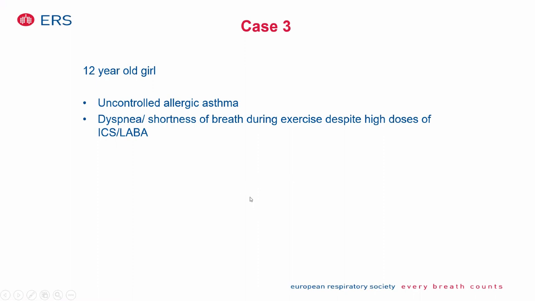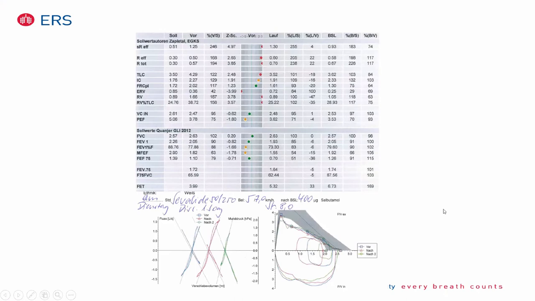This is the case of a 12-year-old girl who was sent for uncontrolled allergic asthma. She reports dyspnea and shortness of breath during exercise despite high doses of inhaled corticosteroids and LABA, step 3 to 4 treatment. And you've seen such lung function protocols before. And again, I apologize because this is a German lung function protocol, with German wording, but the important parameters are international really.